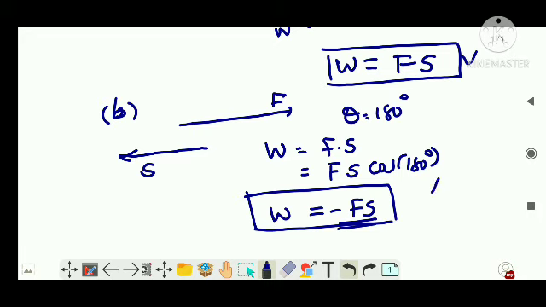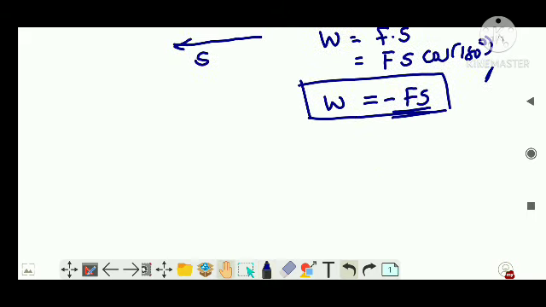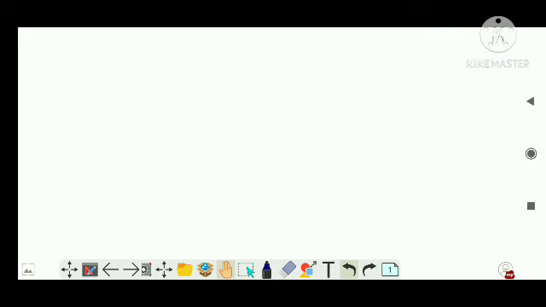Now you would ask in which condition this is going to happen, that you are applying force in the forward direction but the block is moving in the opposite direction. Or I can say in which condition the force and displacement are in the opposite directions. This can be explained by using a numerical, so that it will be very much understood by you.